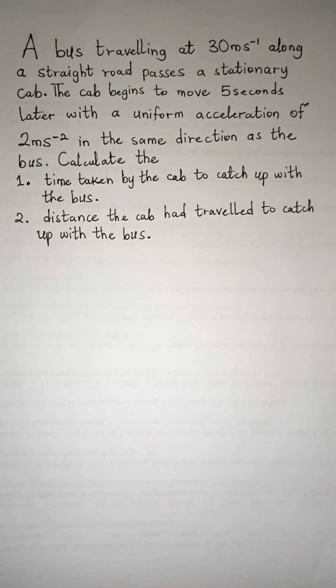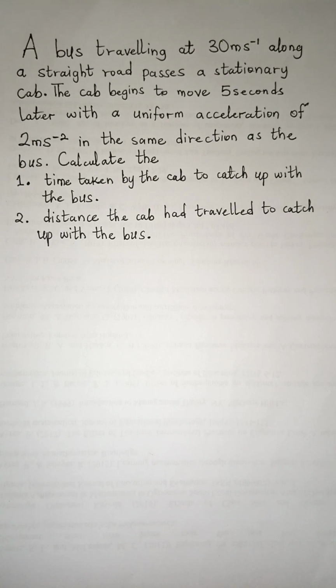In this problem, we have that a bus traveling at 30 meters per second along a straight road passes a stationary cab. Now this cab begins to move 5 seconds later with a uniform acceleration of 2 meters per second squared in the same direction as the bus. Now we are to calculate the time taken by the cab to catch up with the bus, then the distance the cab had traveled to catch up with the bus.